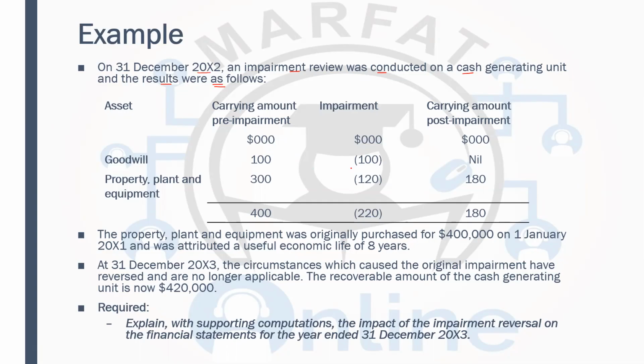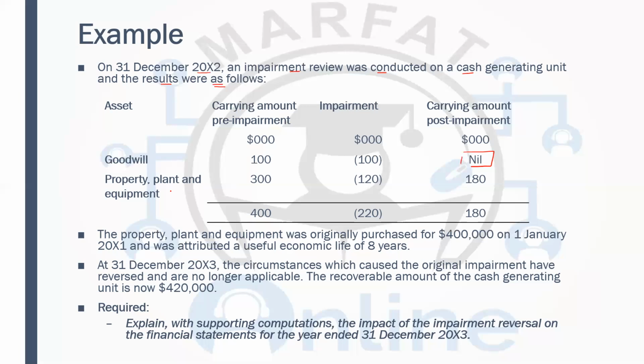And we know that once the goodwill has been written off, you cannot reverse it because otherwise it is going to be internally generated goodwill. Once the goodwill has been written off, you cannot reverse the impairment related to the goodwill because it is going to be an internally generated thing then. So the goodwill was fully written off, no value now.